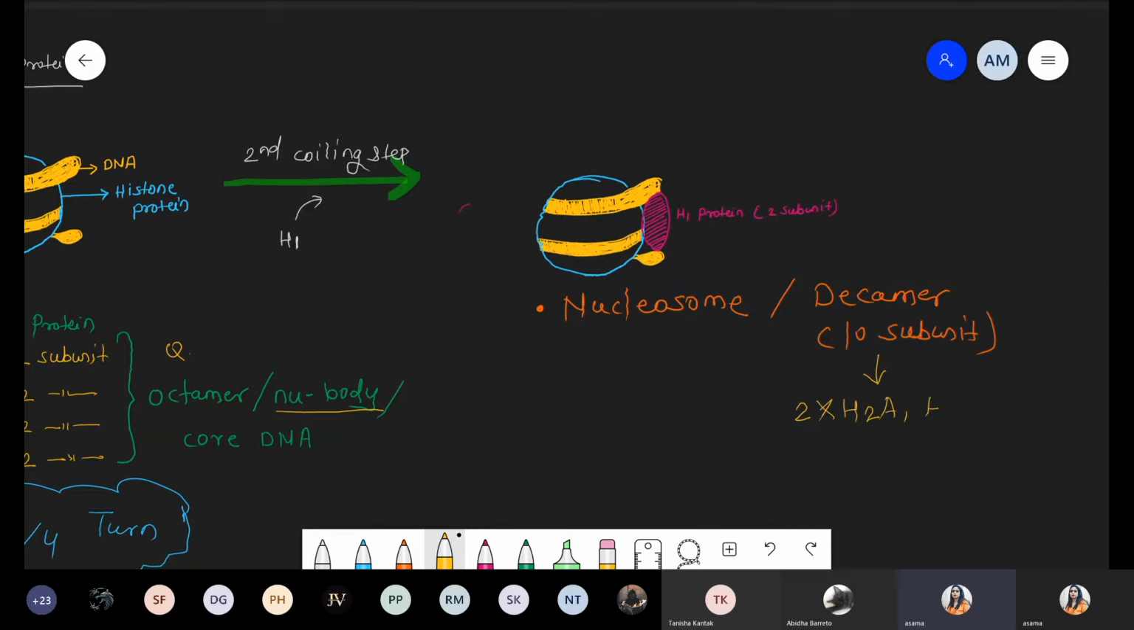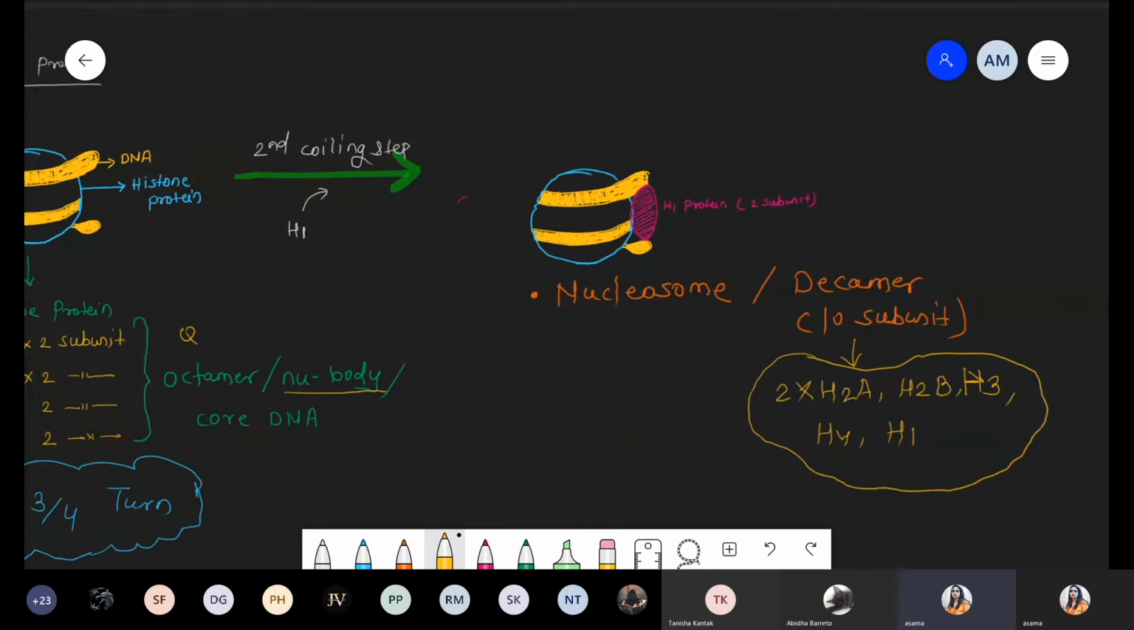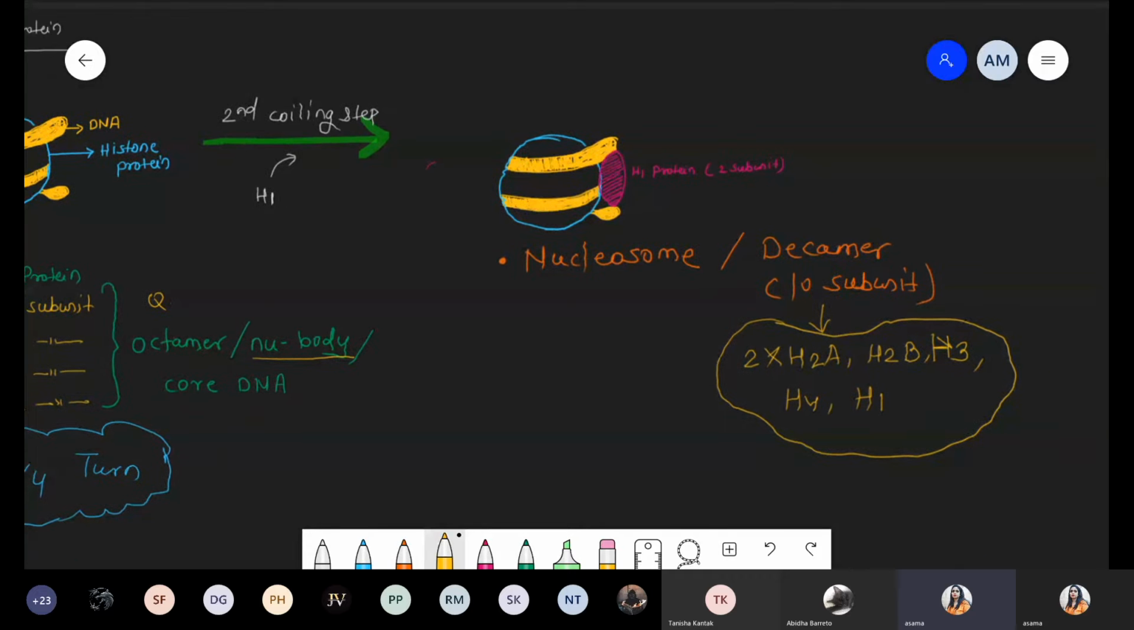H2A plus H2B plus H3, again H4, and finally there is a presence of H1. So each subunit, each protein is having the 2 subunits. So that's why it consists of the 10 subunit, and that 10 subunit simply is called as the structure of decamer. Got this point?